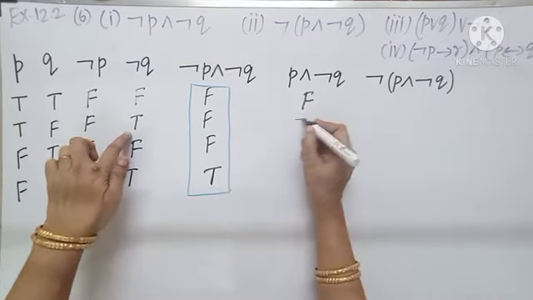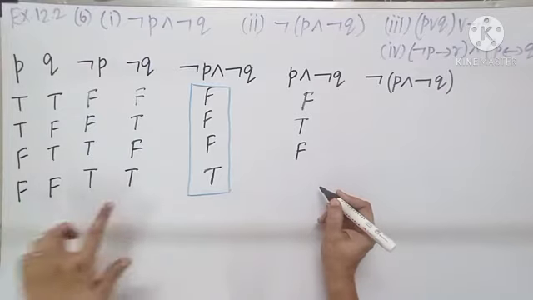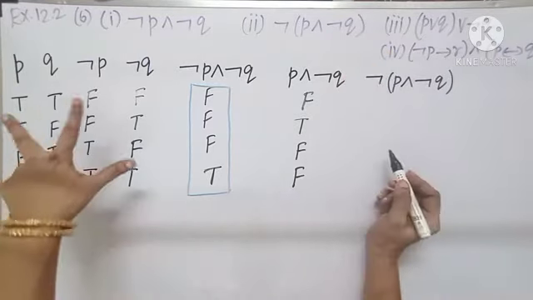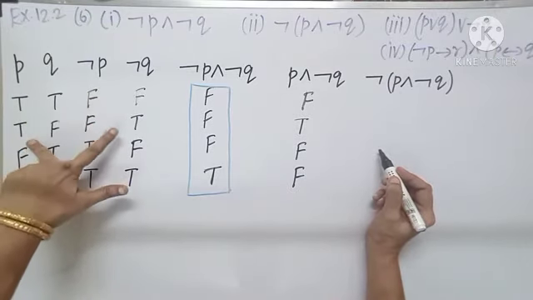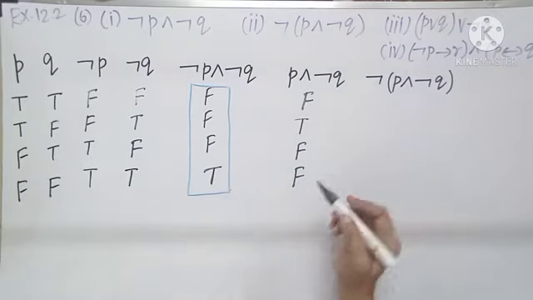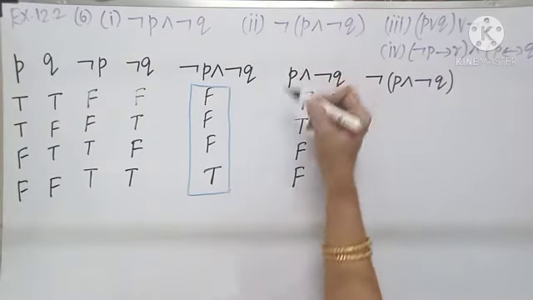TT, it is T. FF, it is F. FT, it is F. So, which column do I want? Place your finger and find out. Both are true, it is true. Otherwise, it is false. Now, I want not of this answer.